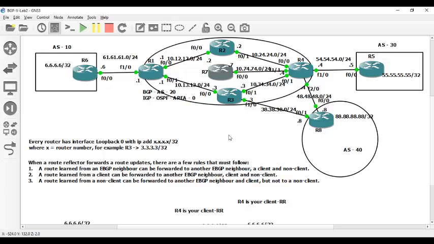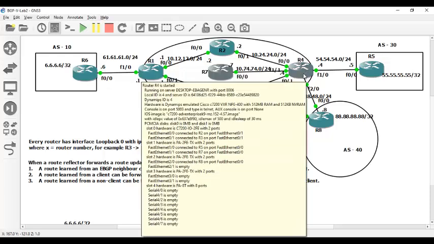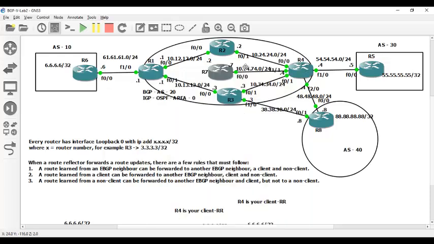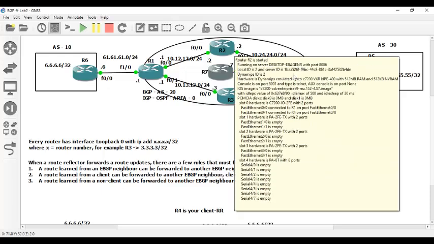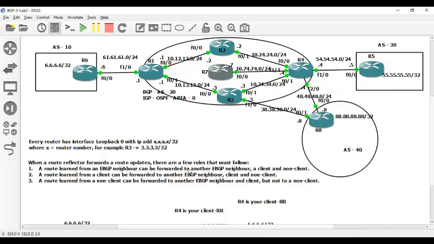What you can do is, for that, let us go to router 4 and make router 2 as a client. So if you make router 2 as a client, what will be router 7? A non-client. Do you agree? If I go to router 4 and make router 2 as a client, will router 7 be a non-client? Yes, because it is directly connected to router 4.